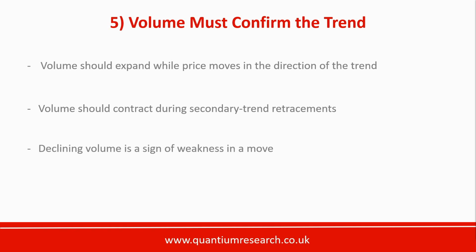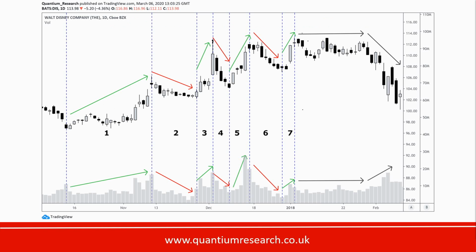Weakness in secondary pullbacks is showing that investors are still more interested in the main primary trend direction. So here's an example of volume confirmation in a trend in shares of Disney. There is one main uptrend here that is made up of 7 swings. We put vertical dashed lines to divide the trend into 7 zones so that we can compare price and volume direction for each swing. So let's look at the first swing here.